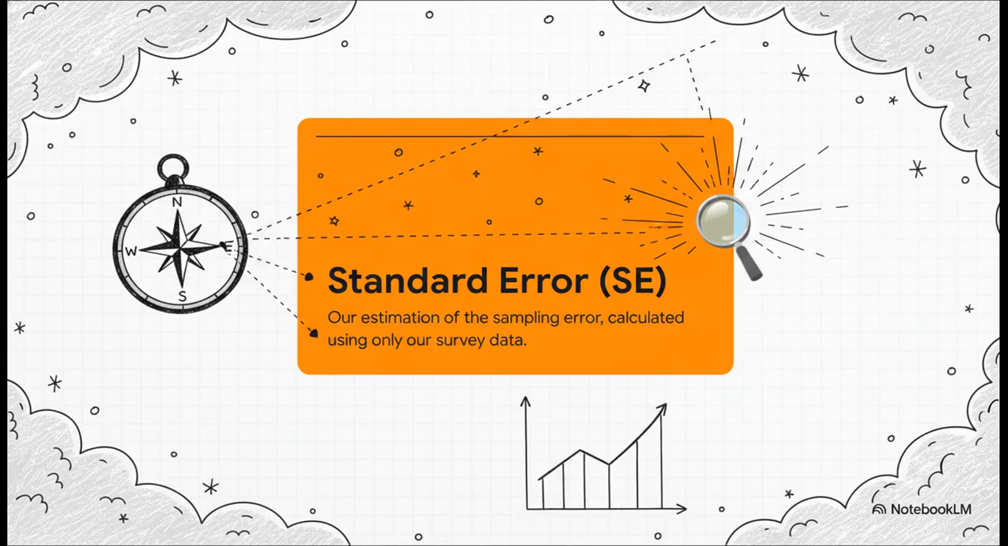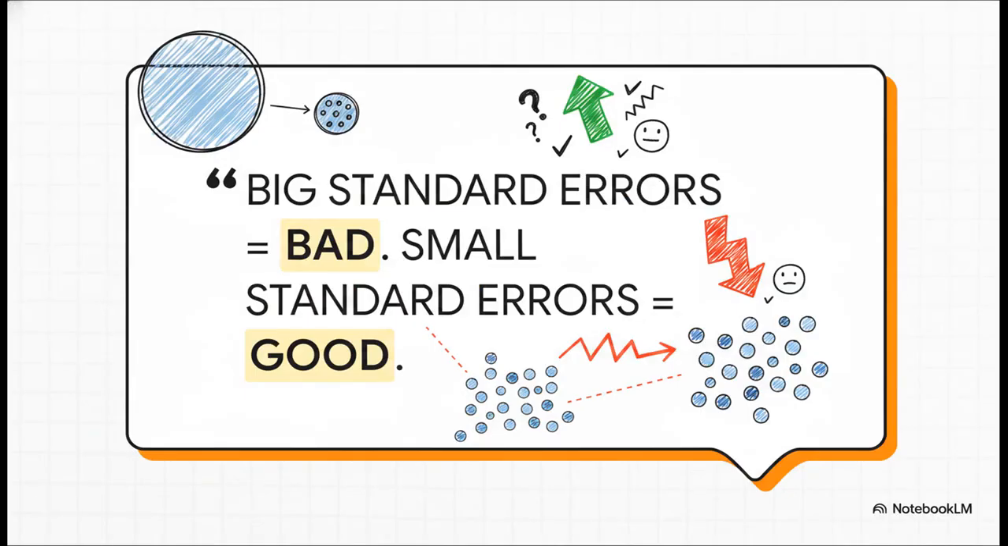Since we can't know the real sampling error, we calculate our best guess of it, using only the data we have from our sample. You can think of it like our compass for navigating through that fog of uncertainty. Look, if you remember one thing from this whole discussion, make it this. A small standard error means we're feeling pretty good, pretty confident that our sample is doing a decent job of reflecting the population. A big one, well, that's a red flag. It's a warning that our results might be a little shaky.